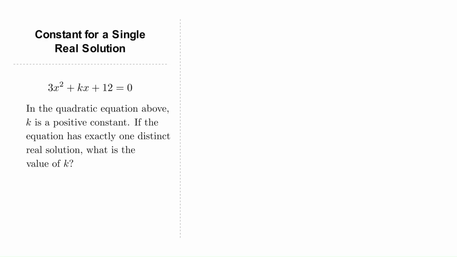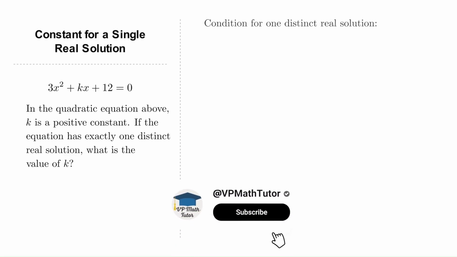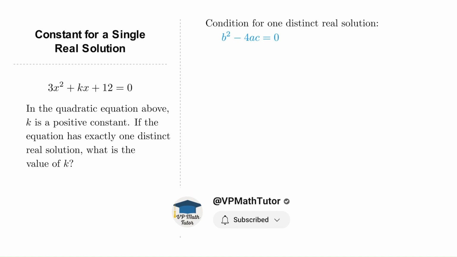Let's apply the discriminant to solve a typical algebra problem. We are given the quadratic equation 3x squared plus kx plus 12 is equal to 0, where k is a positive constant. The problem asks us to find the value of k that gives the equation exactly one distinct real solution. For a quadratic equation to have exactly one distinct real solution, its discriminant must be equal to 0.